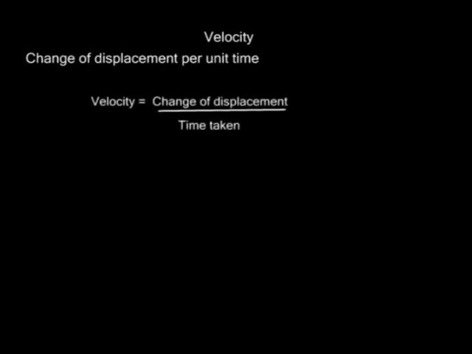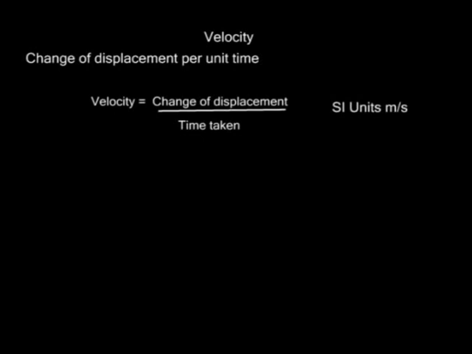Next is velocity. Velocity is defined as the change of displacement per unit time. Velocity is also speed in a specified direction. Therefore, velocity is a vector quantity. Mathematically, velocity is equal to change of displacement over time. The SI unit of velocity is meters per second. However, it may also be measured in kilometers per hour.